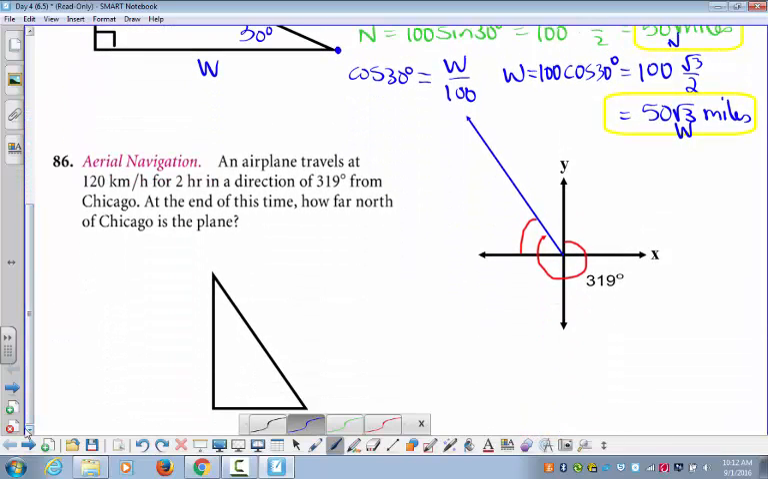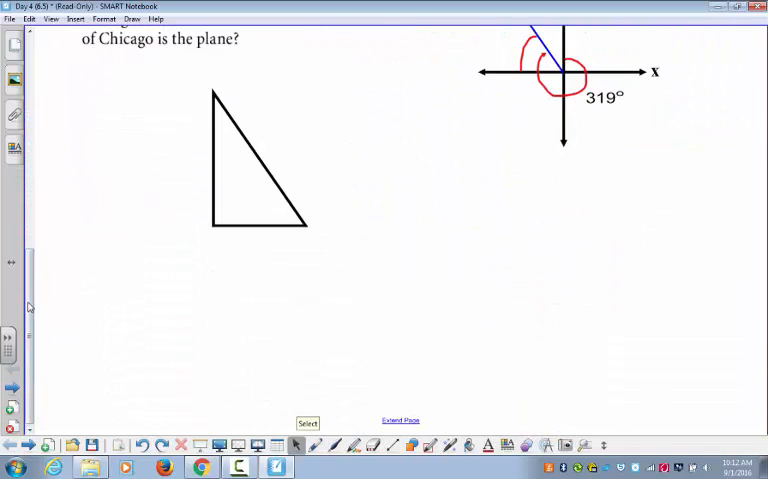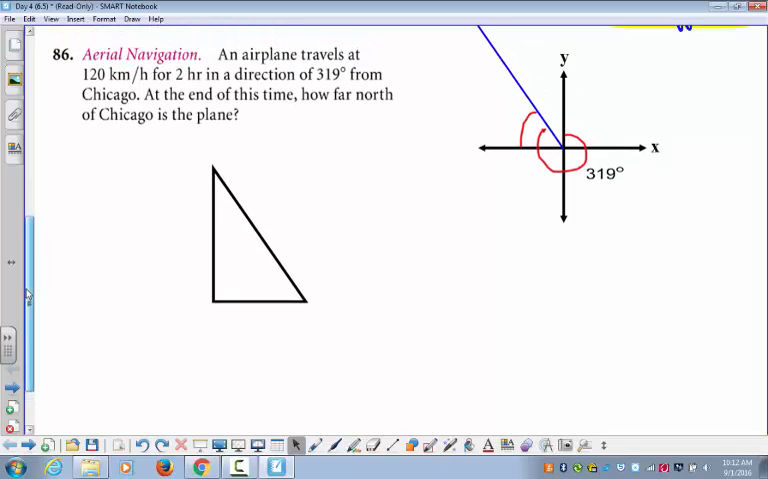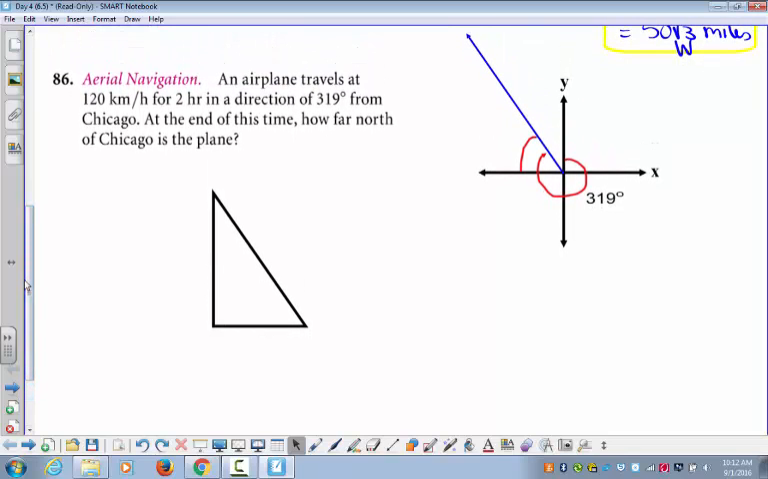Let's try another one of these. All right, so here we have an airplane traveling 120 kilometers per hour in a direction of 319 from Chicago at the end of this time, so end of 2 hours. How far north of Chicago is the plane? It's also west, so let's answer both questions.